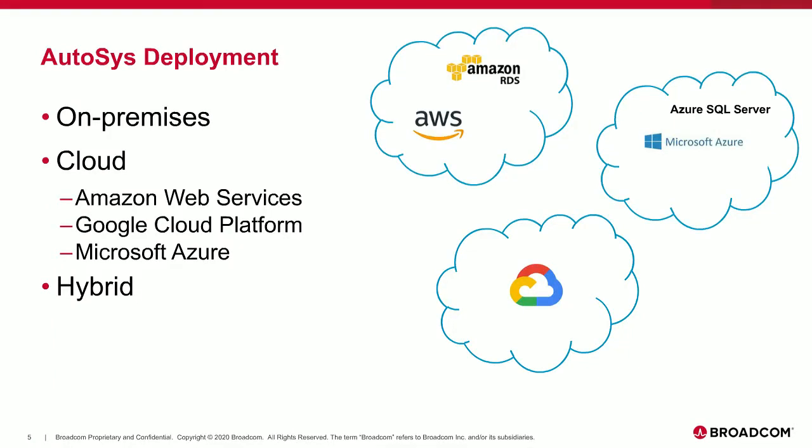So first thing we'll talk about is deployment. Where is AutoSys running? AutoSys can run on-prem. It can run in a cloud, such as AWS, Azure, or Google Cloud Platform. Or it can run in a hybrid environment, meaning AutoSys can be deployed with parts of it on-prem and parts of it in the cloud.